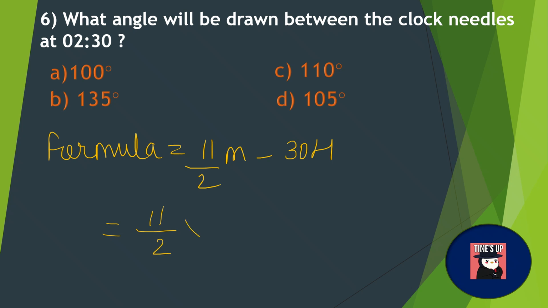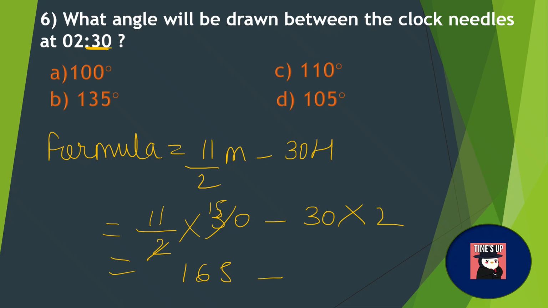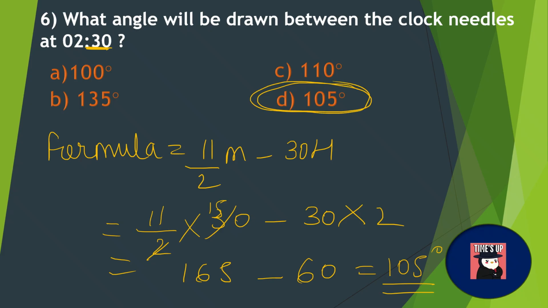11 by 2 into minutes. Minutes is 30. Correct? Minus 30 into 2. So again 11 by 2 into 15 will be 165 minus 30 into 2 will be 60. Correct? So answer comes as 105 degree. Correct option will be D, that is 105 degree.